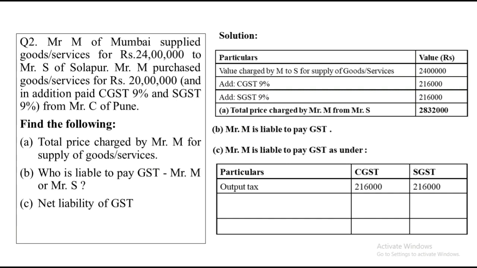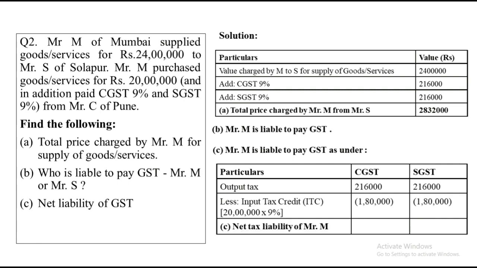From this output tax, you will have to subtract input tax credit, that is the tax that was paid on purchase of goods and service. It is said that Mr. M had purchased goods of 20 lakhs and he had to pay tax of 9% each. So 20 lakhs into 9% is 1,80,000. So that goes under CGST as well as SGST. When he paid tax, he will set it off with the amount that was collected through output tax. So only the difference, that is 2,16,000 minus 1,80,000, is the liability that he needs to pay to the government.